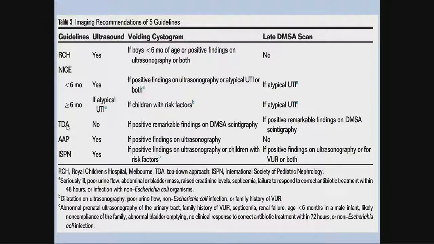Now the Swedes, the top-down approach, all will have a DMSA, and the DMSA will determine if they're going to have a cystogram or an ultrasound. The American Academy of Pediatrics, all kids get an ultrasound. Some get a cystogram if there's abnormality on ultrasound, and none of them get a DMSA. And the Italians all get an ultrasound, some get a cystogram, and some get a DMSA.